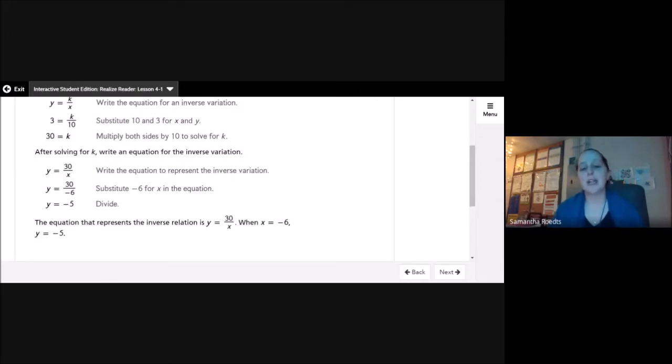Now I substitute a -6 for x, and then I divide. 30 divided by -6 is -5. So the equation that represents the inverse relation is y equals 30 over x, and when x equals -6, y equals -5.